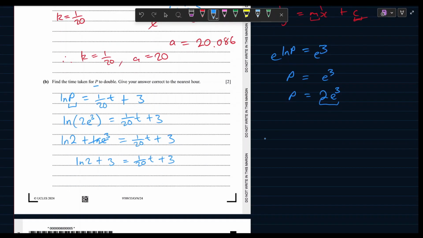And so let's subtract 3 from both sides. You end up with ln 2 is equal to 1 over 20t. Multiply both sides by 20. You get t is equal to 20 ln 2. They want it correct to the nearest hour. So if we punch this into the calculator, 20 ln 2, t is equal to 13.863. So to the nearest hour, that's going to be 14 hours. Okay, and that's our final answer.